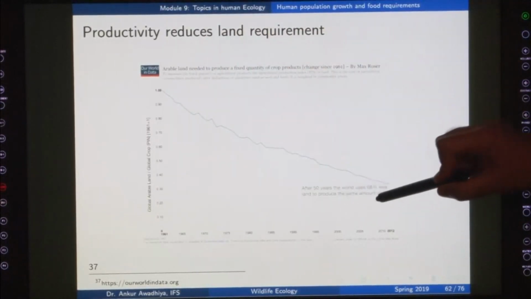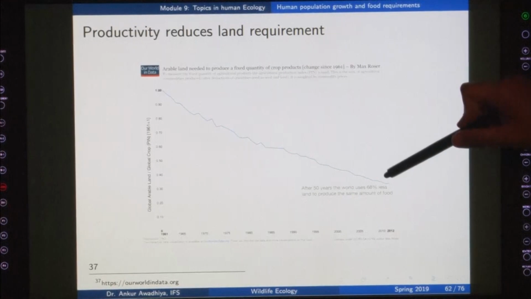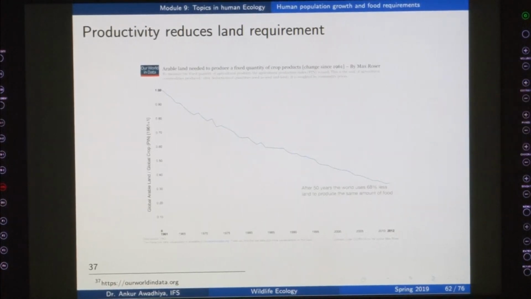So, after 50 years the world uses 68% less land to produce the same amount of food. Now, of course, through all these years our population has increased, so our demand for food has also increased. So, this curve will not represent completely that we are now using only 30% of the area for food production.